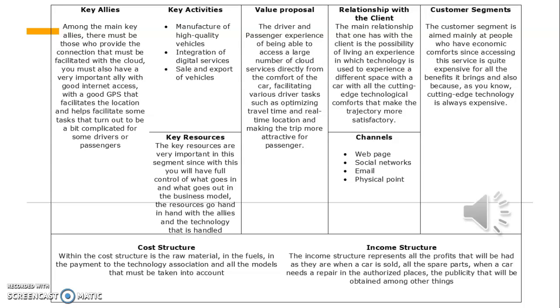And for the end, the income structure is the income that represents the profit that we have, and where a car results in all the spare parts when a car needs a repair at some authorized price, and the publicity obtained with other things. And for the conclusion, for the business model, it's very important to take into account some different things like some story and the advantages and disadvantages of some different topics that present some different spaces of life.